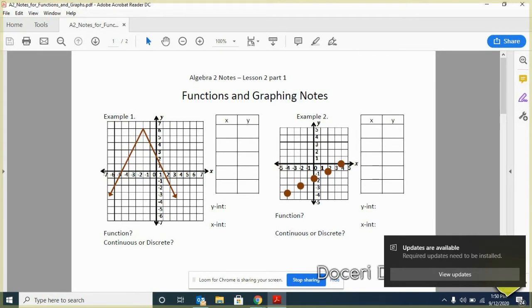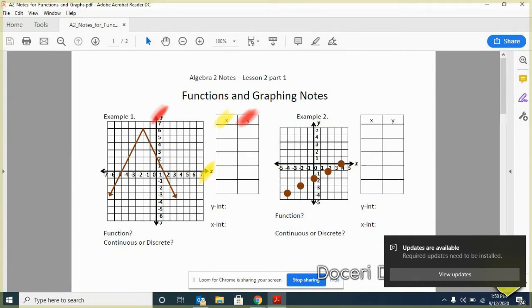But this first part of it is just knowing how to create a table from your graph, how to write it, and then make sure you put it in the correct order. Okay. All right. So first thing is this. Know that your x and your x values go together. Know that your y and your y values go together. Okay. That's going to be very important here in a second. Okay. So let's get into this.